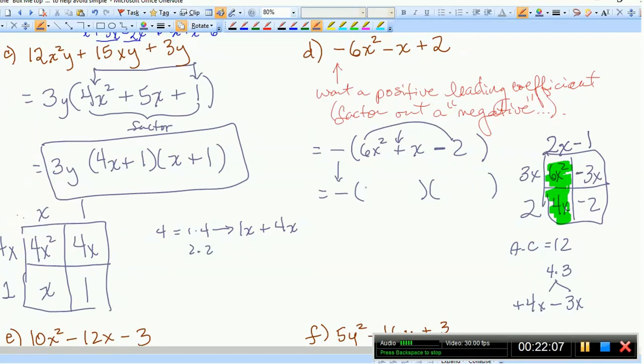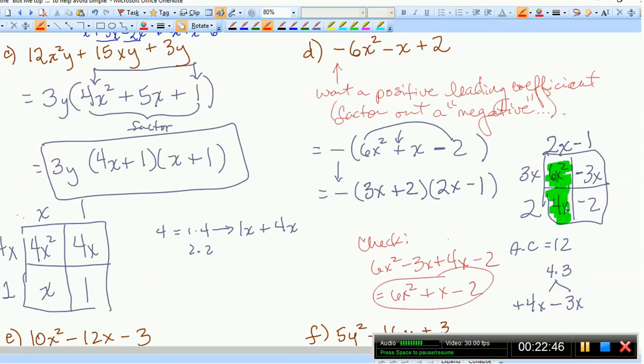So we're going to have a 3x plus 2 and a 2x minus 1. Now let's check this by foiling. So here we are. First would be what? Let me put the check here. 6x squared. Outer is minus 3x. Inner is positive 4x. And last is minus 2. Combine those center terms and you have 6x squared plus x minus 2. Looking good, you guys. So it's important to know how to check.